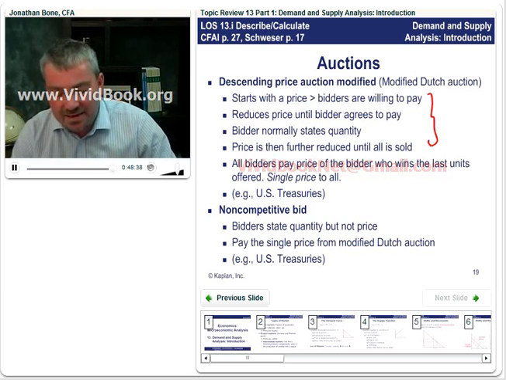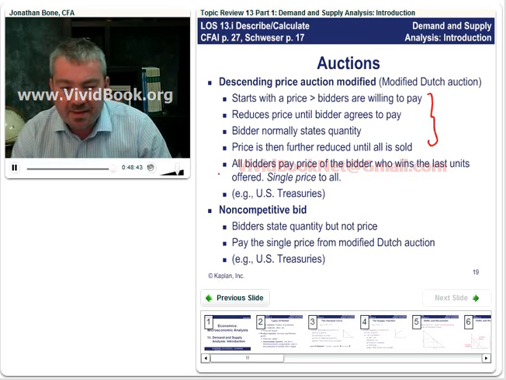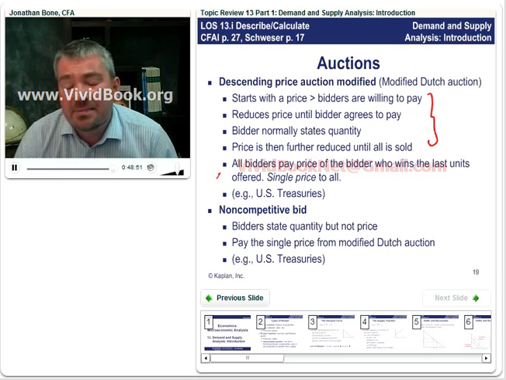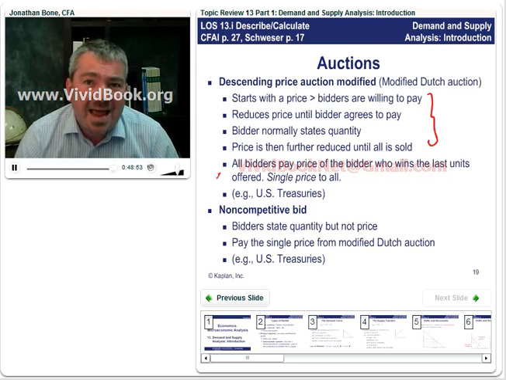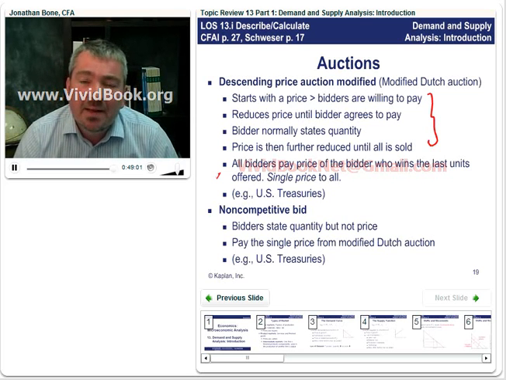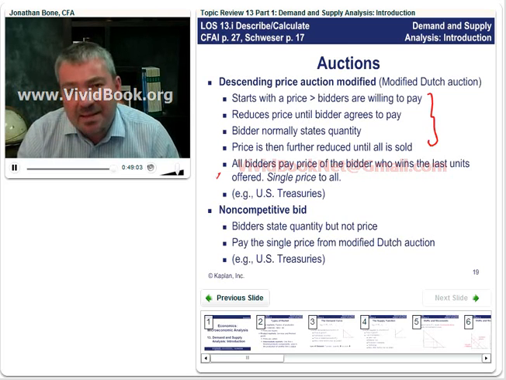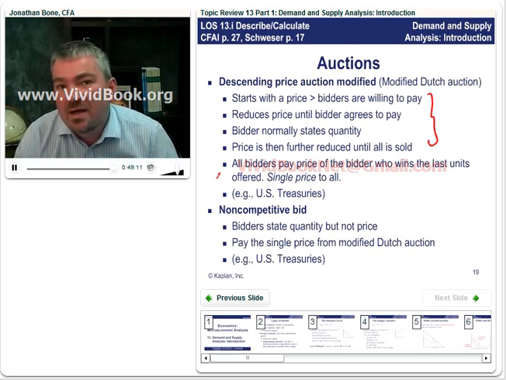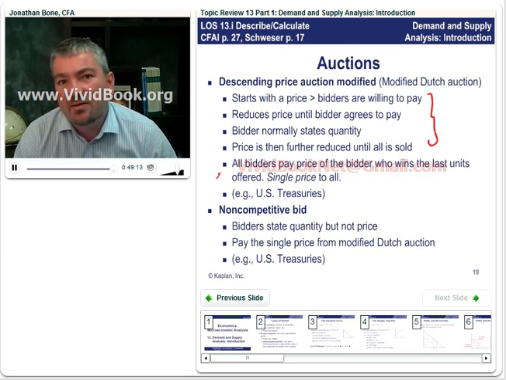But here is the difference. This is where you need to focus for your modified Dutch auction. With our normal Dutch auction, each bidder paid the price that they had actually bid. So in other words, each bidder is paying their own unique price. Here, we all pay a single price. Everybody pays the same price. And what is that price? It's the price of the last bid that's made, which means all quantity is essentially sold. In other words, we all pay the lowest price that cleared the quantity sold, and it's a single price to all.